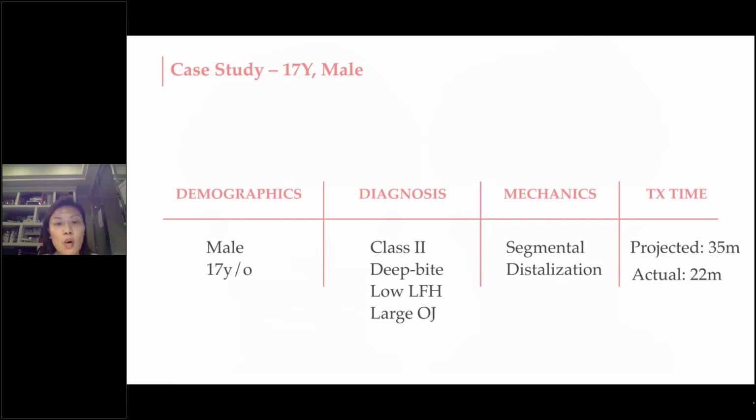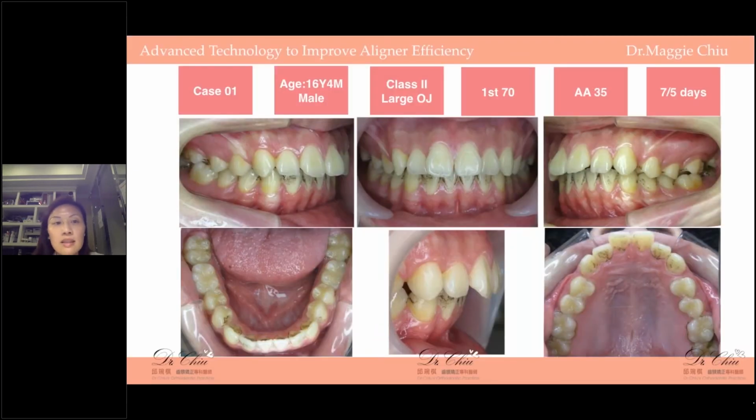So this is the boy before and after. As you can see here, he's rather brachycephalic, with an anterior deep bite. The orbicularis muscle shows some myofunctional muscle dysfunction. And this is him before and after. We'll take a look at his intraoral status. He's about 17 years old with class 2 and a large overjet.